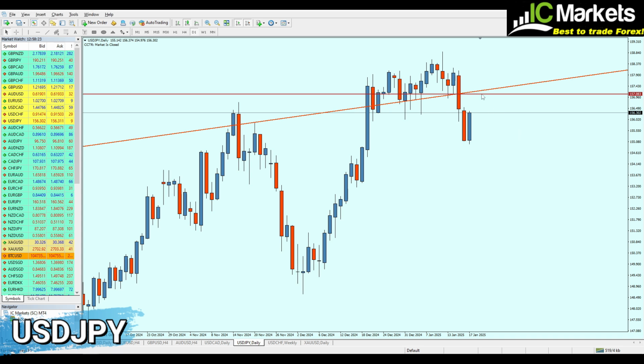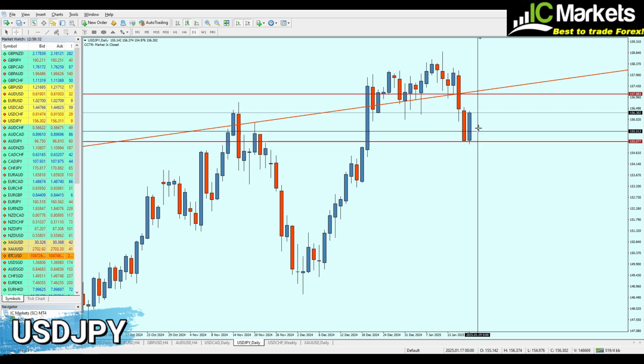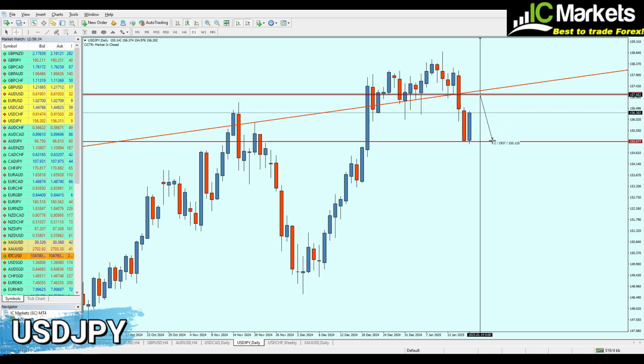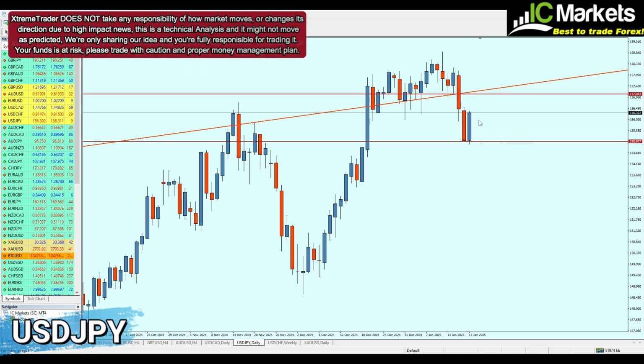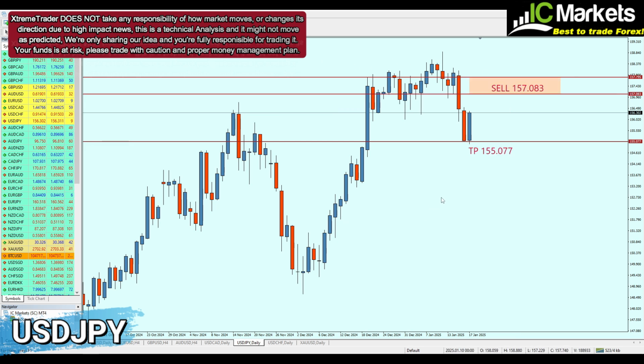at 157.083. If we do, we can target the lowest level of the support, where the reversal has just begun, at 155.077, expecting around 200 pips of profit. And in this case, the safe zone shouldn't range higher than the previous level of resistance right here at 157.795, ranging for around 72 pips. And that's going to be everything for the USDJPY.